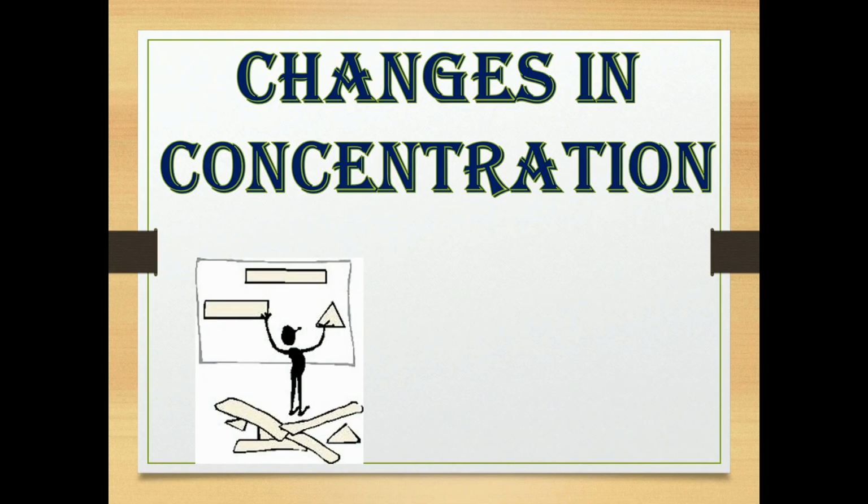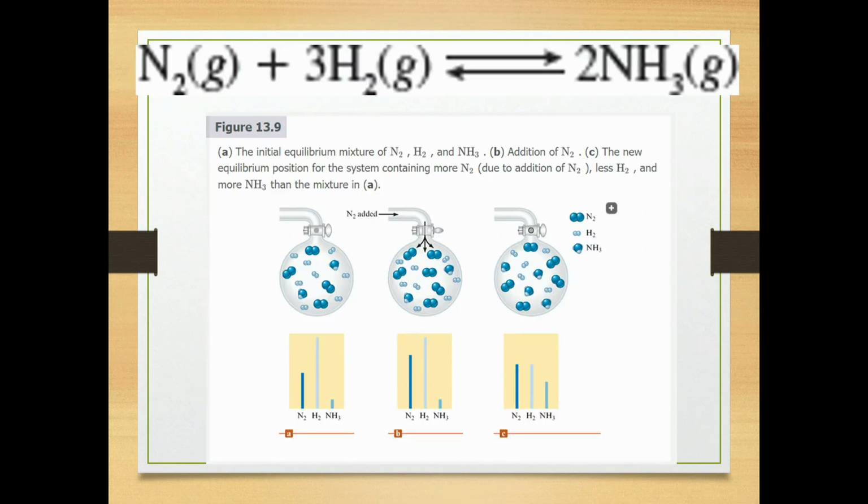The first way to add stress is to change the concentration of something. We can add a reactant, we can add a product, we can remove a reactant, we can remove a product. So in this case, in A, I had an equilibrium. Again, we're looking at that Haber process. I have an equilibrium, and then they added more N2.